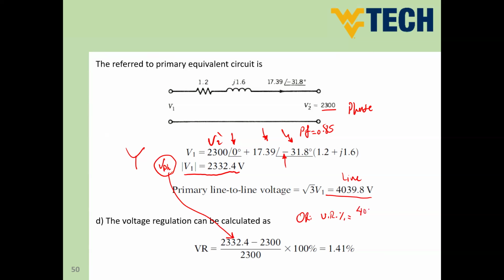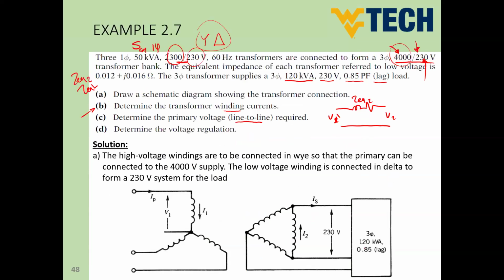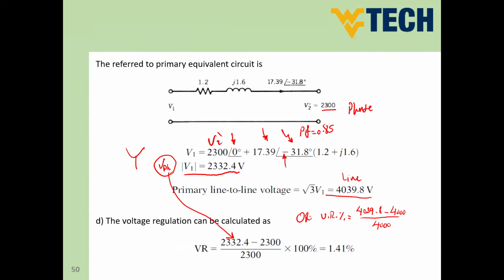4039.8 minus 4000, divided by 4000. From where did we get the 4000? 4000 is the line to line of the 2300. If you remember, it's mentioned that the primary volt is 4000, and this is nothing but V2 prime line value. So both solutions are fine, and since this is percent, we should multiply this times 100, and it would be in percent. So this is, guys, how we can calculate the volt regulation in a three-phase transformer.